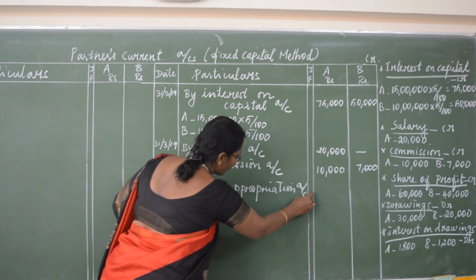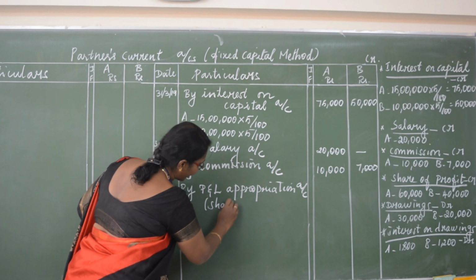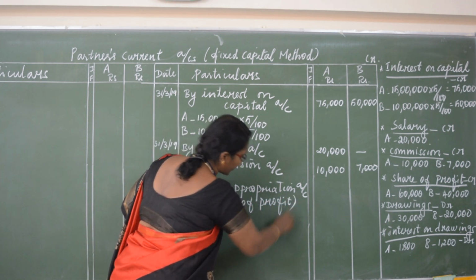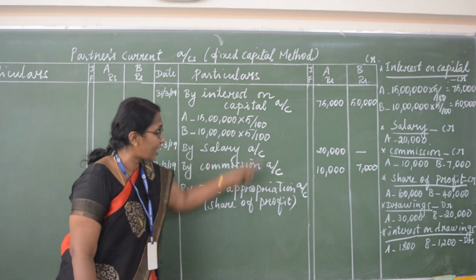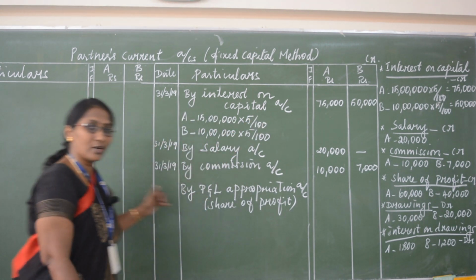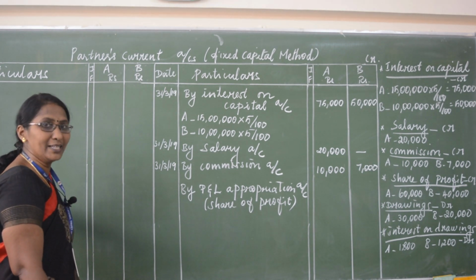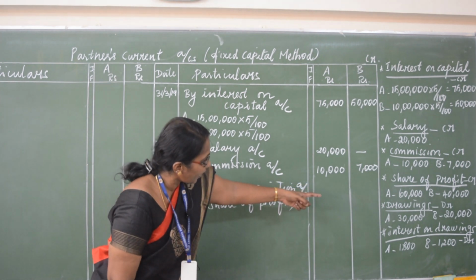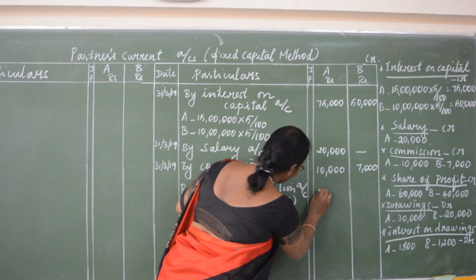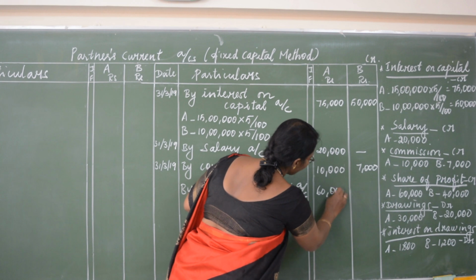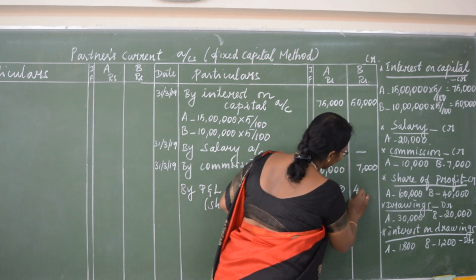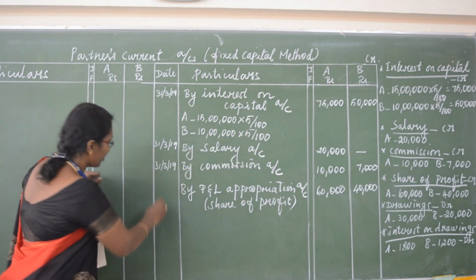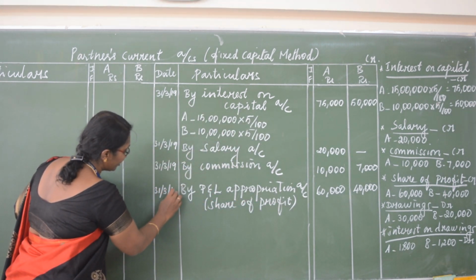So for your understanding, I will write share of profit. You must know the difference between share of profit and share of loss. Share of profit you write in credit side. Share of loss we have to write in debit side. How much is the profit? For A it is 60,000. For B it is 40,000. Is it clear? Date is closing date.